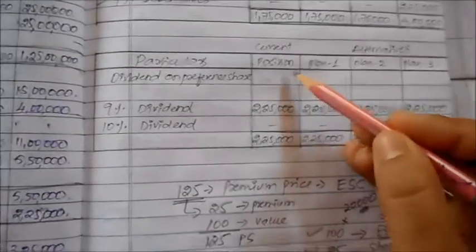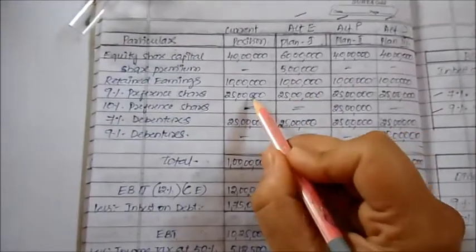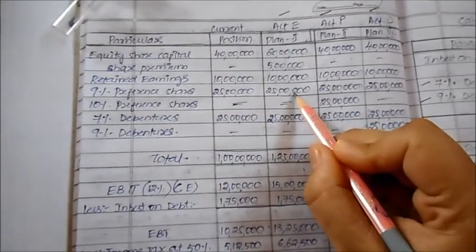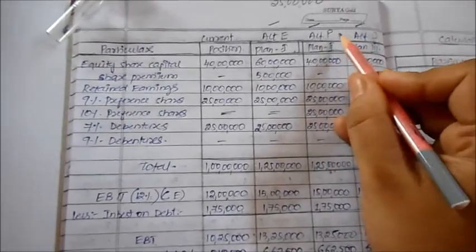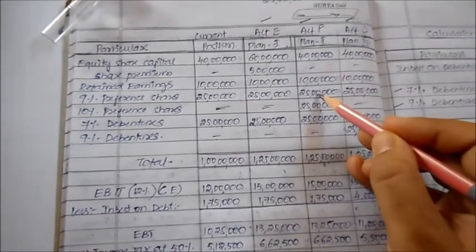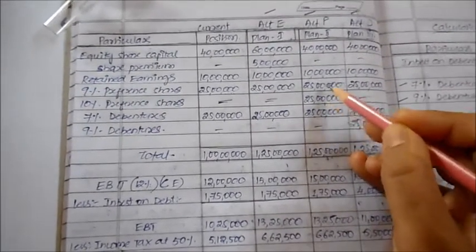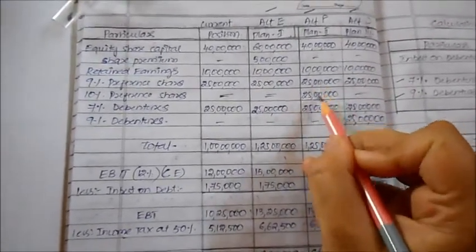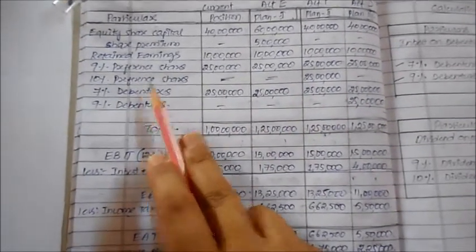It says here, in the current situation how much amount of preference did we have? We had 25 lakh worth of 9% preference share. Here there are two types of preference, because in plan 2 we are raising an additional 25 lakhs in the form of preference. So we will have two types of preference. One was existing, one is additional preference shares for the expansion program. So this will become 50 lakhs here, but we will have to calculate this separately. Please be very careful: 25 lakhs into 9%, 25 lakhs into 10%. That is what we have to calculate.